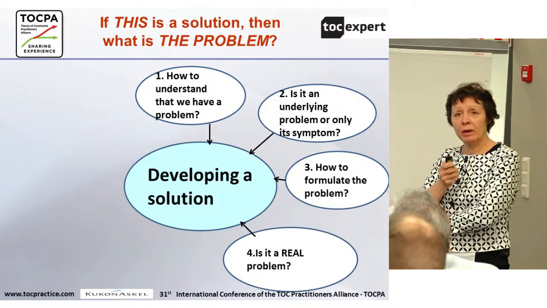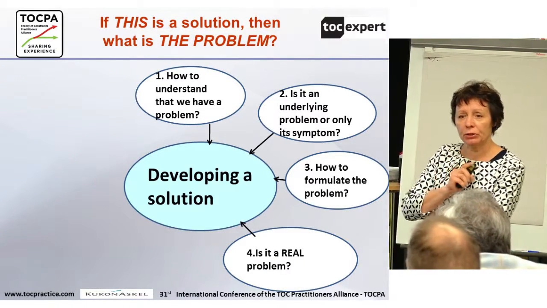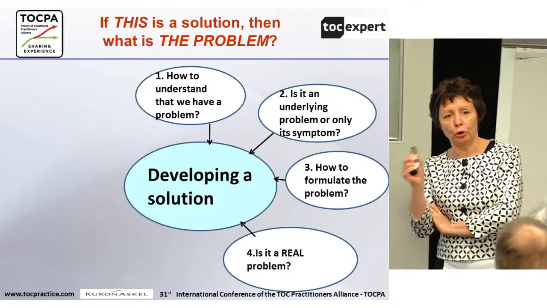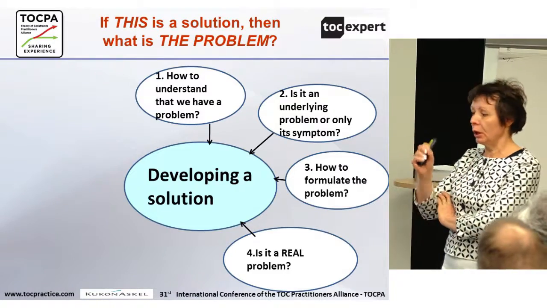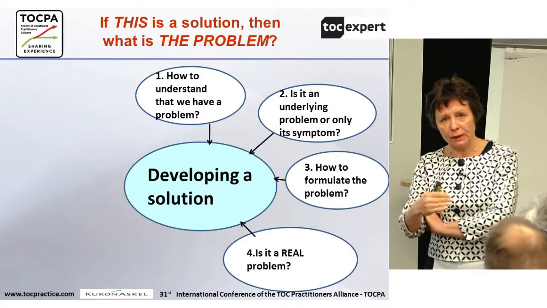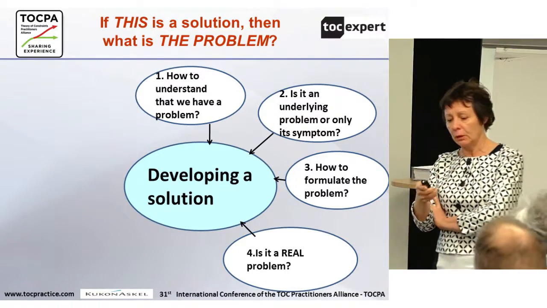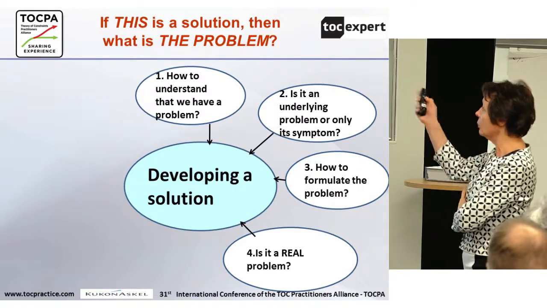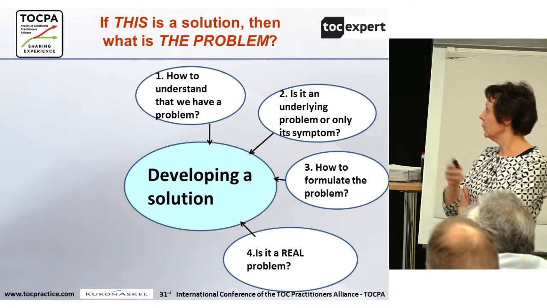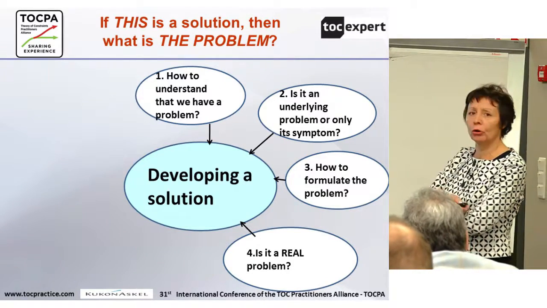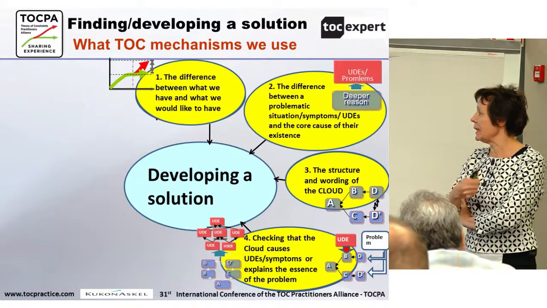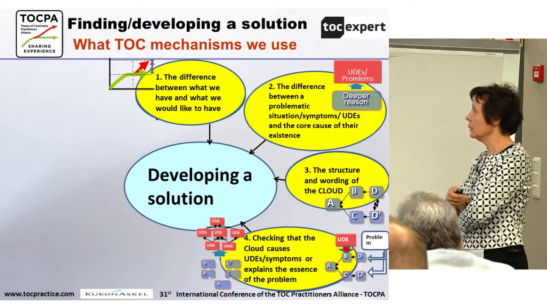Developing a solution is not the same as making a decision. Developing a solution is a long process, which consists of 7 steps. The first part of the process is to define the problem. How do we understand that we have a problem? Is it an underlying problem or only its symptom? How do we formulate the problem? Is it a real problem?